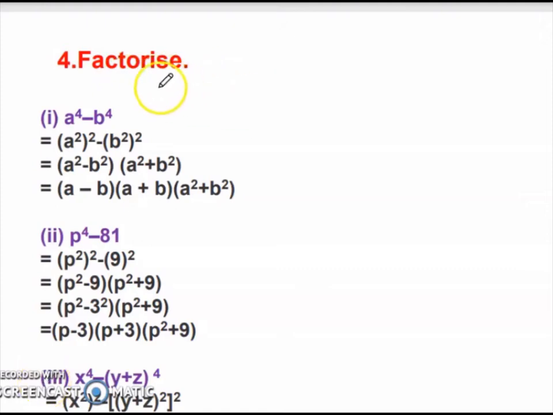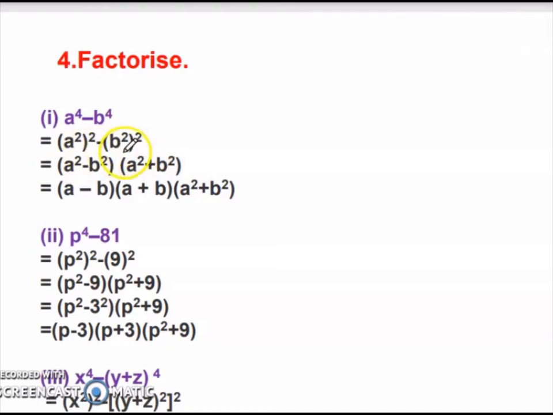So in question number 4, factorize. The first one is a raised to the power 4 minus b raised to the power 4. Now here we have to use an identity. So a raised to the power 4 has been written as a square the whole square, minus b raised to the power 4 has been written as b square the whole square.